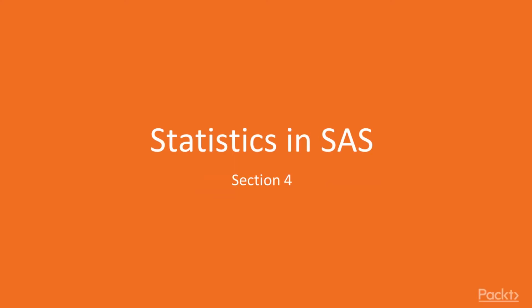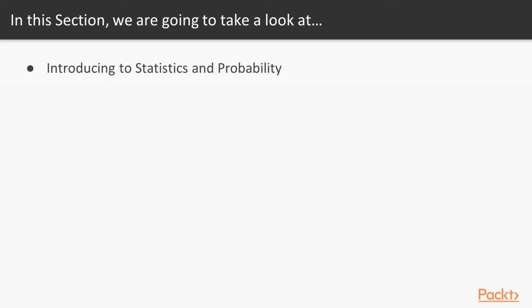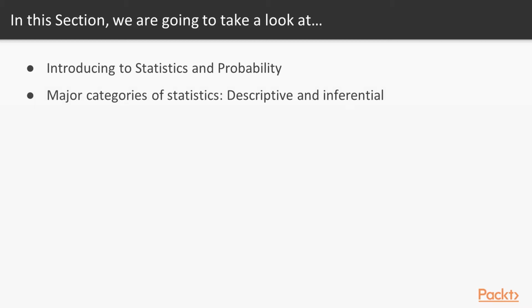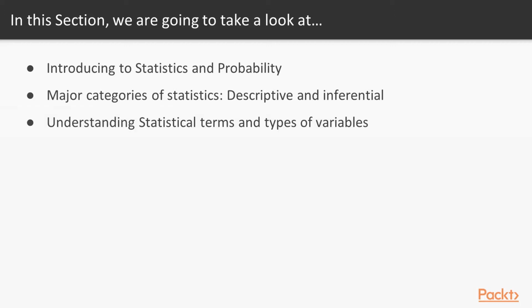Welcome to section 4 of this course, which is Statistics in SAS. In this section, we will go through Introduction to Statistics and Probability. Then we will see what are the major categories of statistics, which are descriptive and inferential. Then we will see understanding statistical terms and what are the different types of variables.